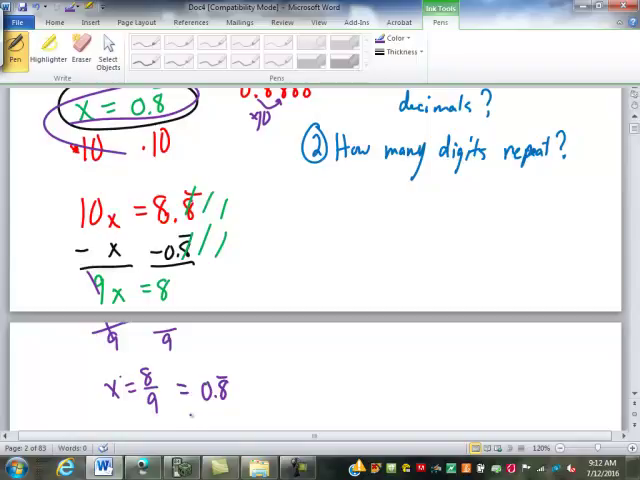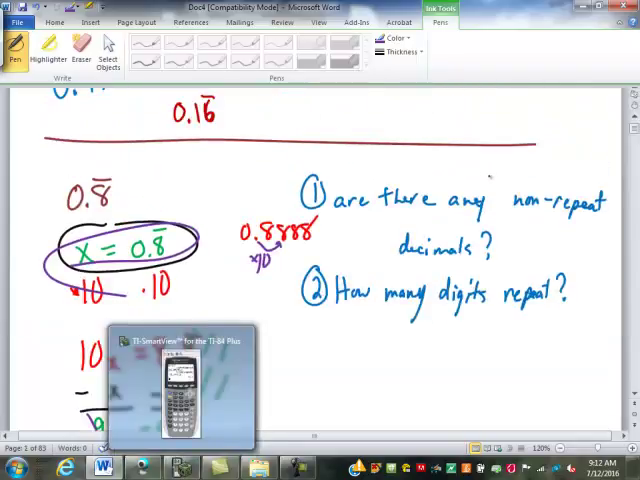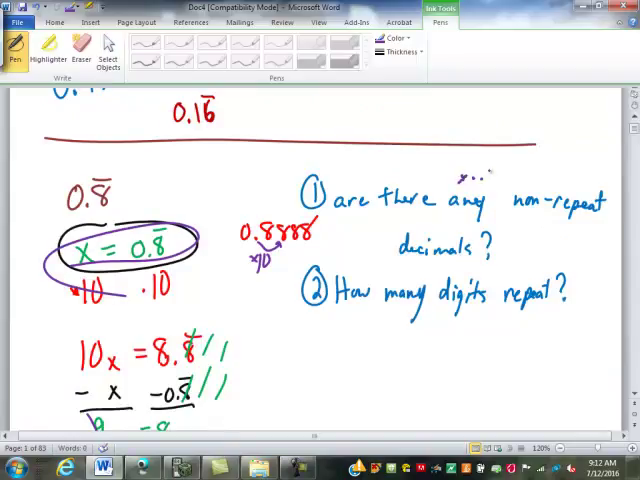So what we're really doing here, what step one is, are there any non-repeating decimals? What that's about is getting the repeating part, so that's all that's after the decimal point. And then step two, how many digits repeat, and multiplying by the appropriate number, that's getting rid of the repeating decimal so that we have a whole number there.